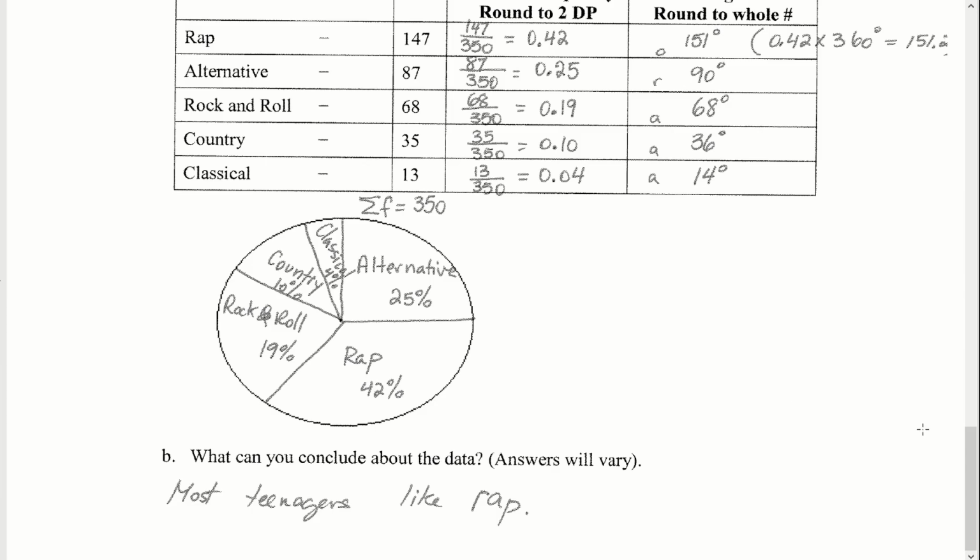With this pie chart in place, we can now answer some basic questions. What would you conclude about the data? We can conclude that the most popular category was rap.